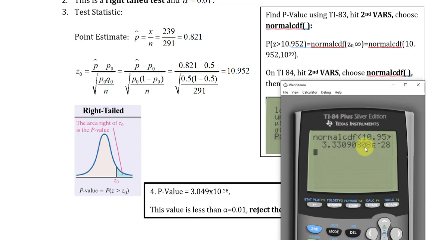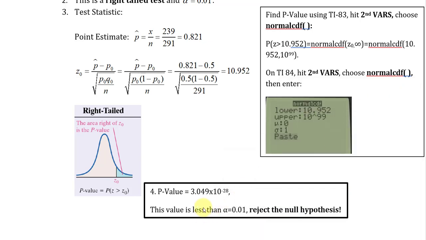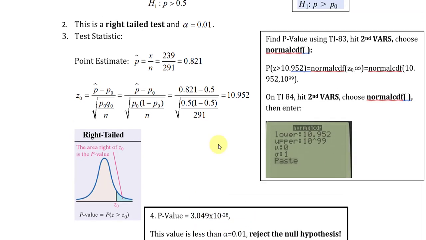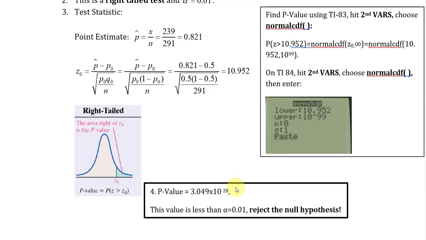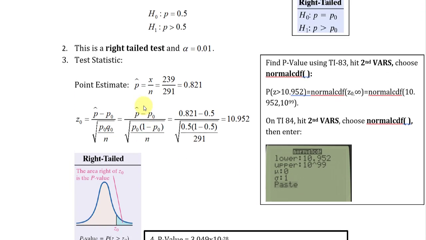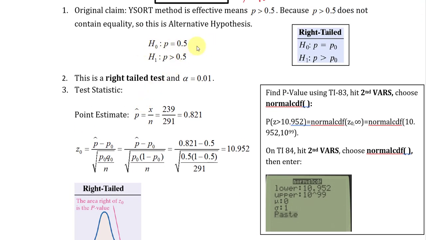Okay, the p value. And this one is extremely small, on the order of 10 to the power of minus 28. So this value is of course less than the significance level alpha, 0.01. Since it is less than alpha, we then reject the null hypothesis. So we reject H naught.